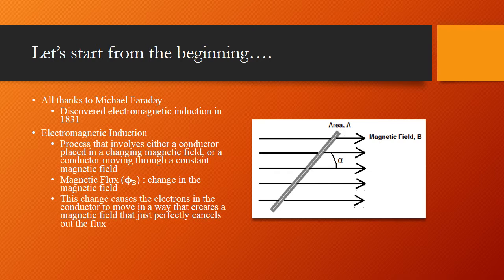Magnetic flux is related to the cross-sectional area A of the conductive material that is intersected by the magnetic field lines and the strength of the magnetic field, B. This flux causes electrons in the conductor to flow in a way that creates a magnetic field that cancels out the flux.